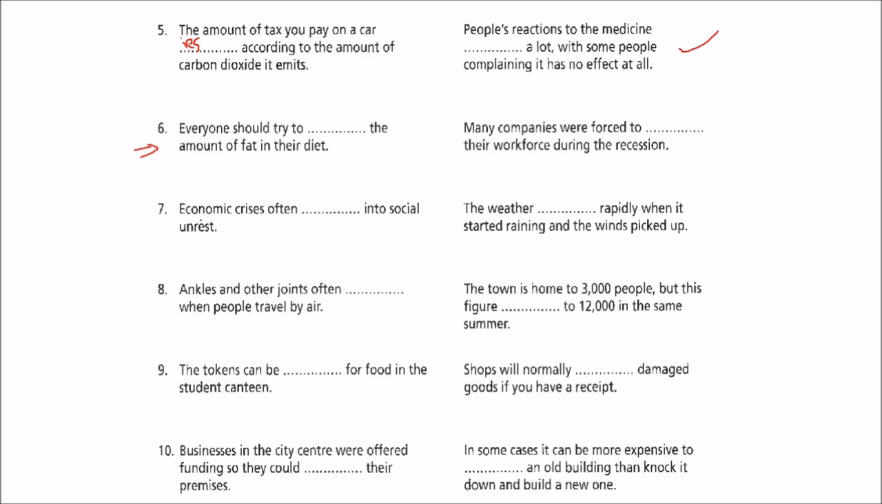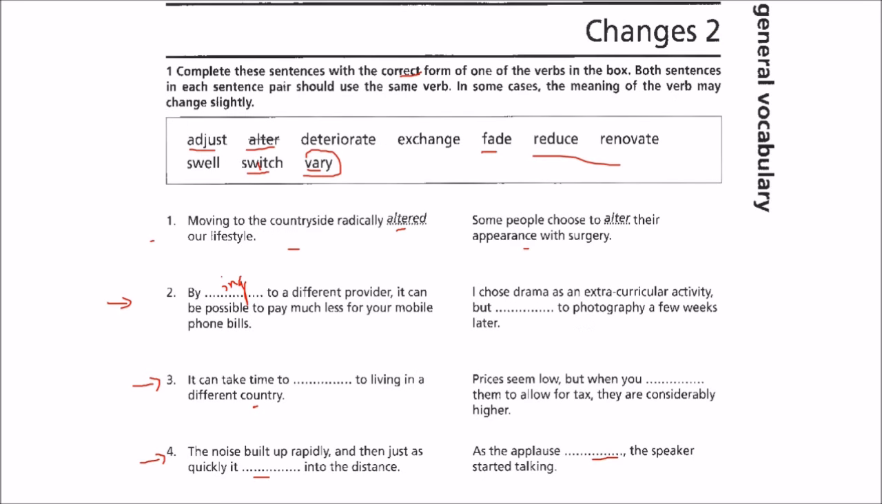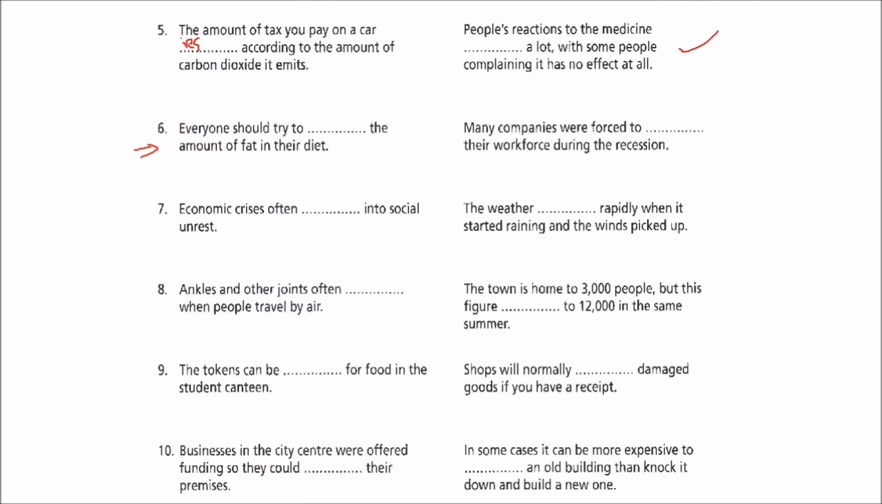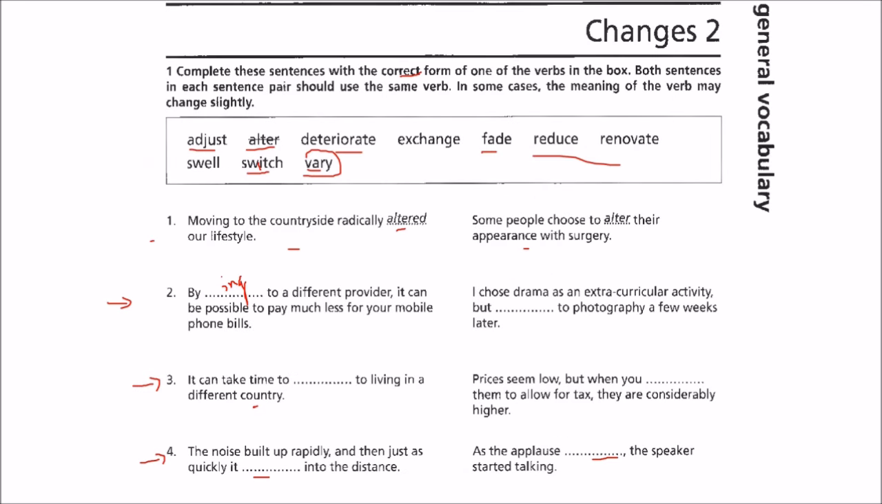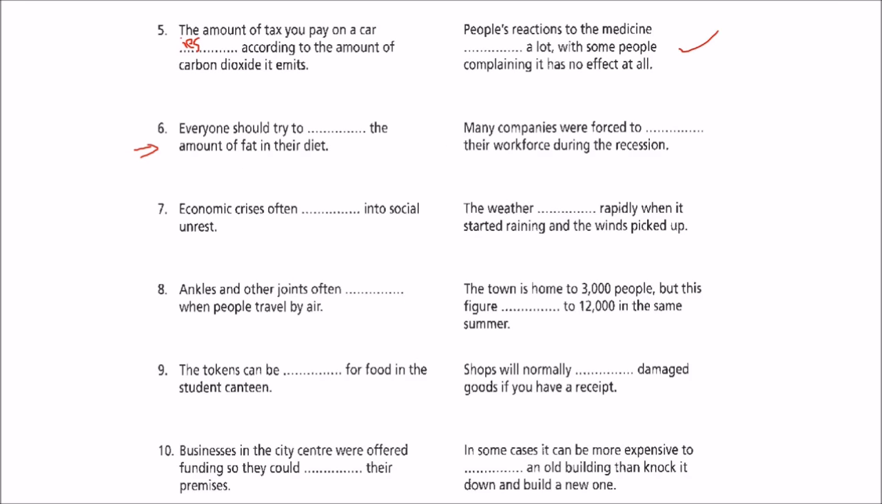Then on number 7: economic crisis often dash into social unrest. That means we'll use deteriorate, and the good form is: economic crisis often deteriorates into social unrest. Here: the weather deteriorated. We can also say worsen or get worse, but worse is not available to us. So the weather deteriorated rapidly when it started raining and the winds picked up.